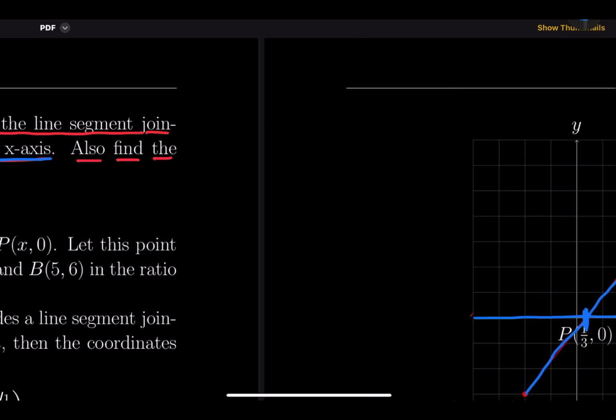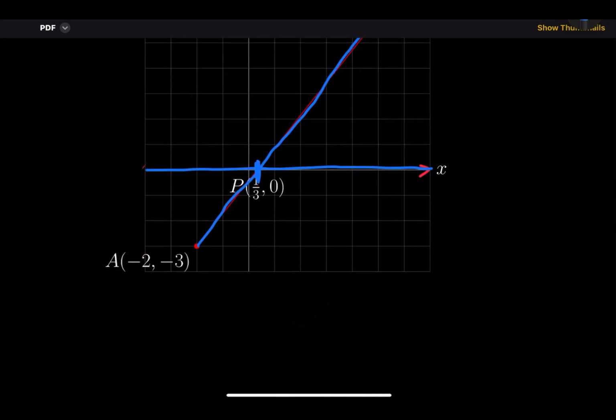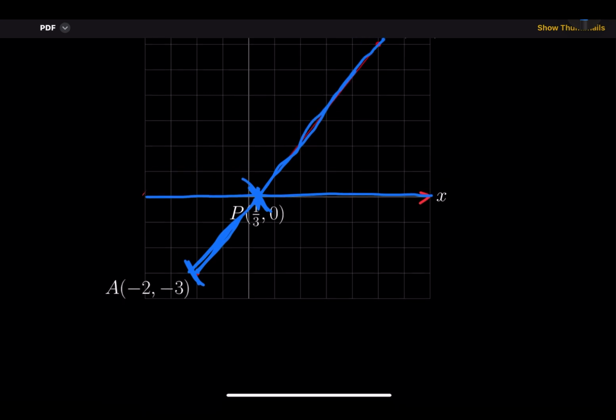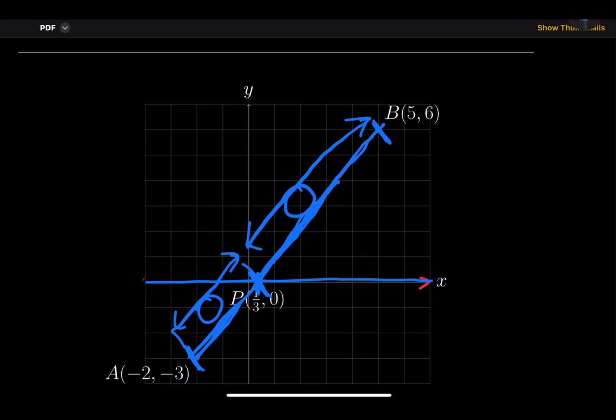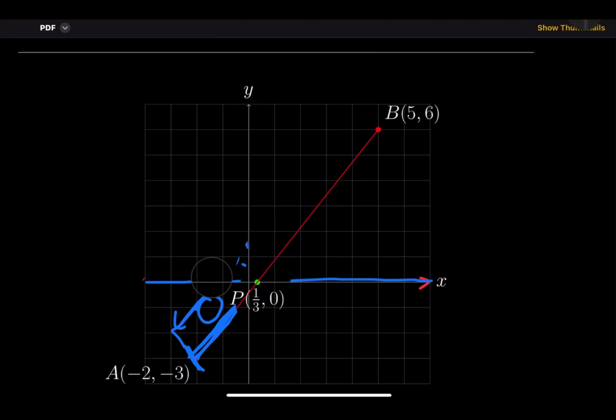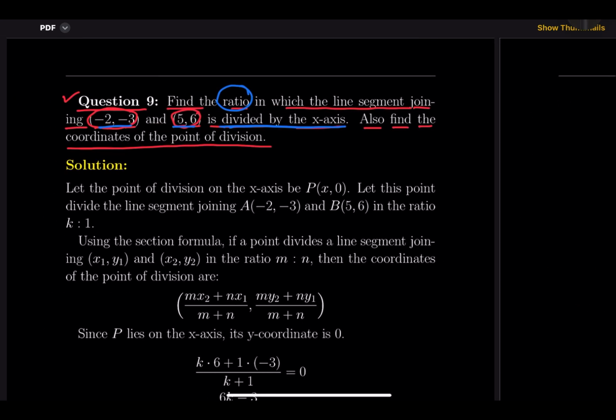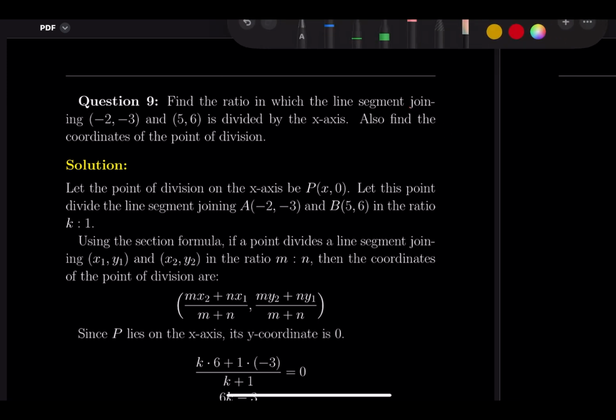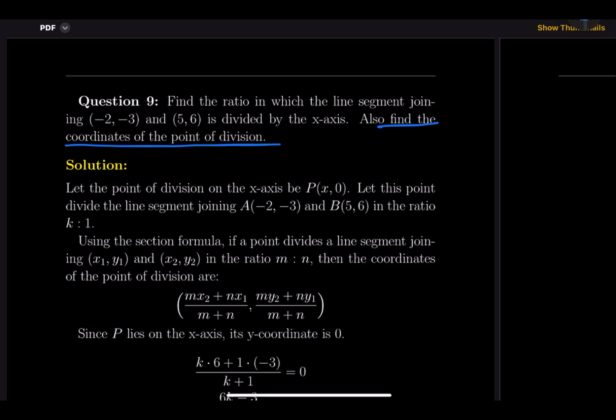What does it mean? Ratio means we need to find the length from here till here, divided by the length from here till here. This is the meaning of ratio: the ratio of the line segments from here to here and from here to here. Is it clear? Also find the coordinates of the point. We need to find the ratio, and we need to find the coordinates.